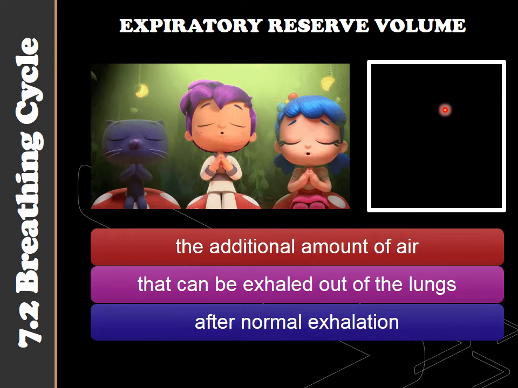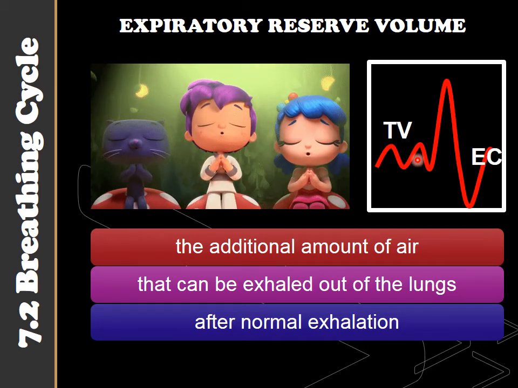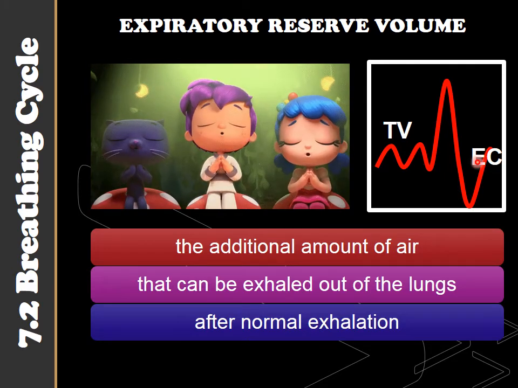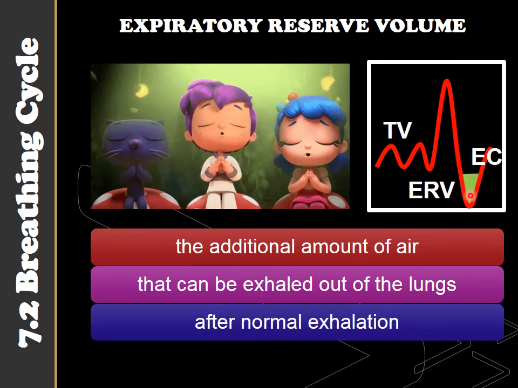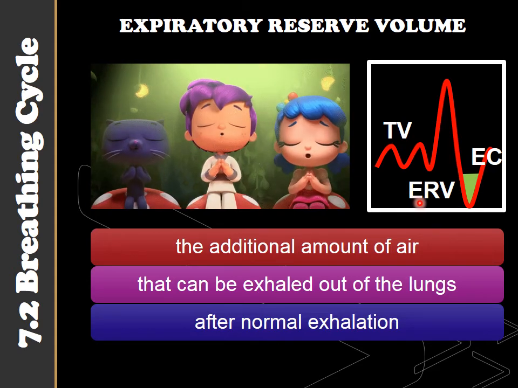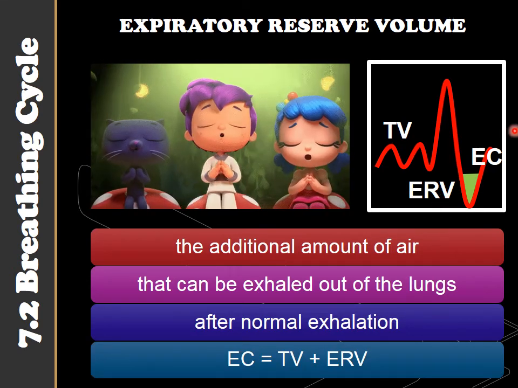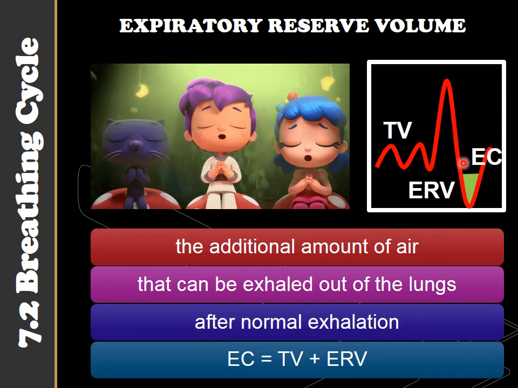So let's look at the graph here. Now you know your tidal volume and your expiratory capacity. But this part here is the extra. This green here is the extra you are exhaling. So that is the expiratory reserve volume. So once again, the formula is expiratory capacity equals the sum of tidal volume and the expiratory reserve volume.